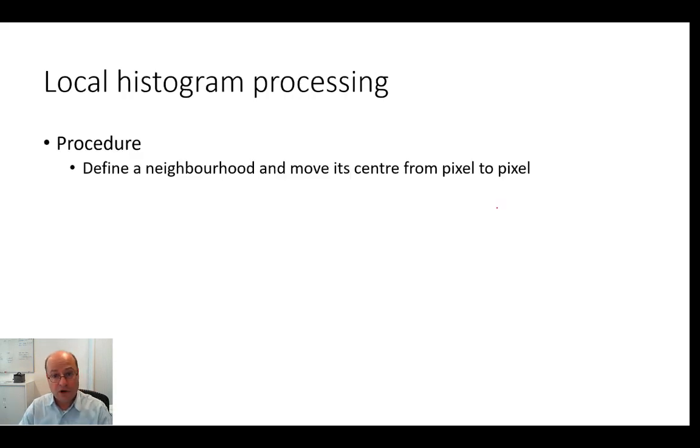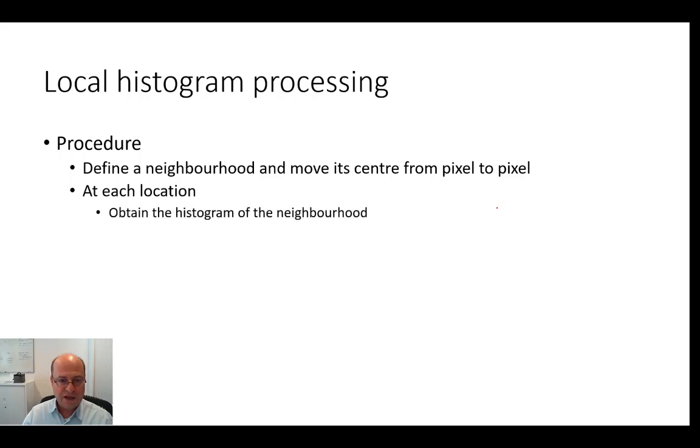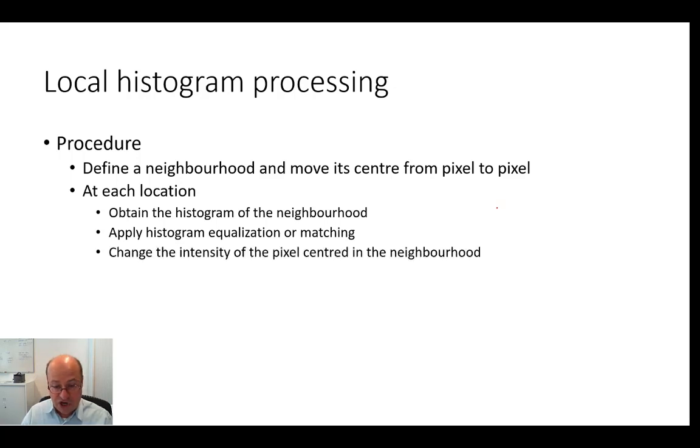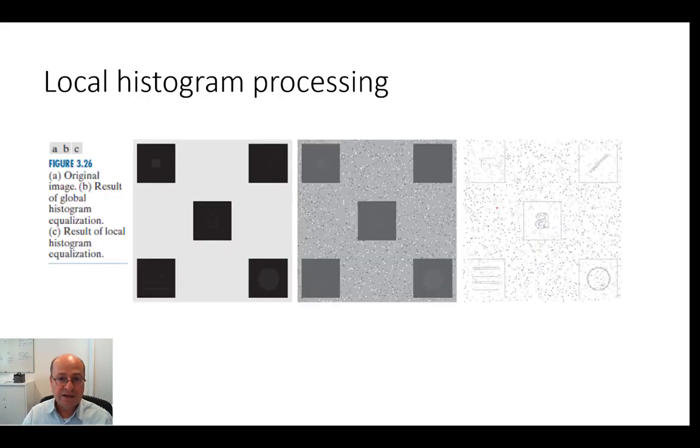So the local histogram processing procedure is the following: define a neighborhood and move its center from pixel to pixel. At each location, obtain the histogram of the neighborhood. Apply histogram equalization or matching, depending on what you want to get from the image, depending on whether or not you have a good idea of the histogram that you want to apply the transformation to the image. Change the intensity of the pixel centered in the neighborhood, move to the next, and let's see an example of it.